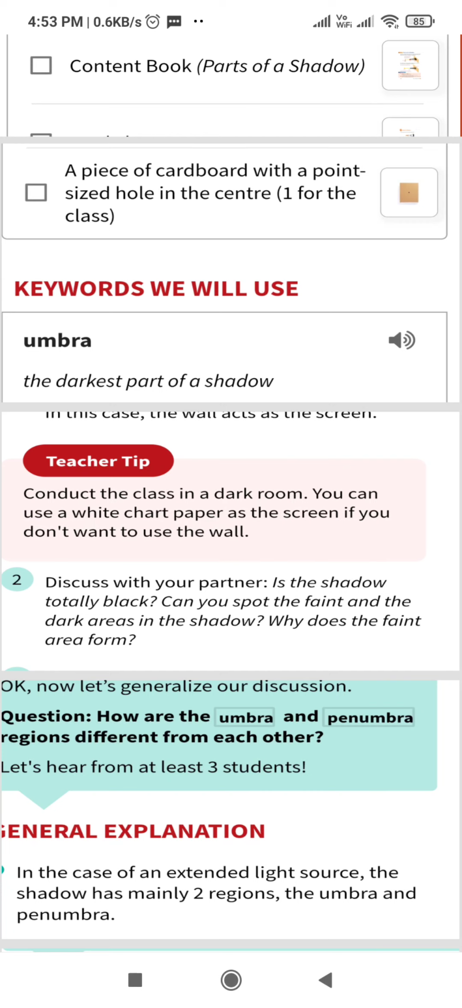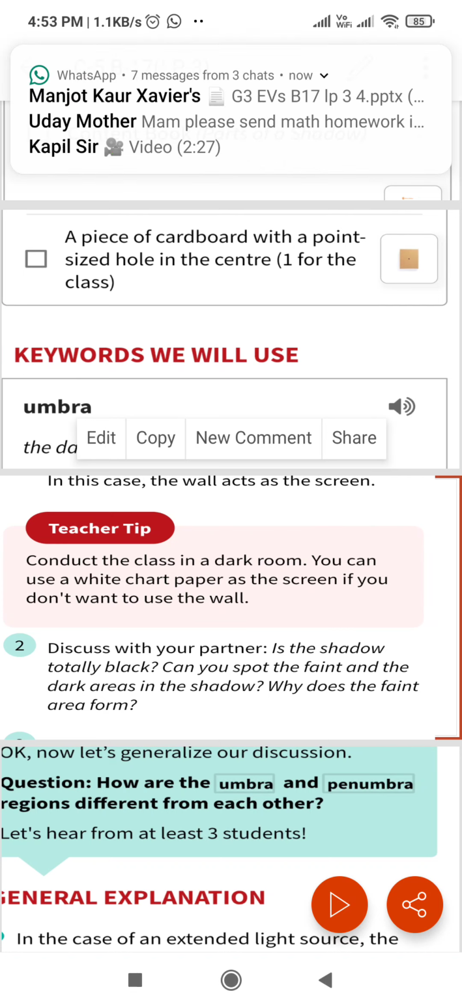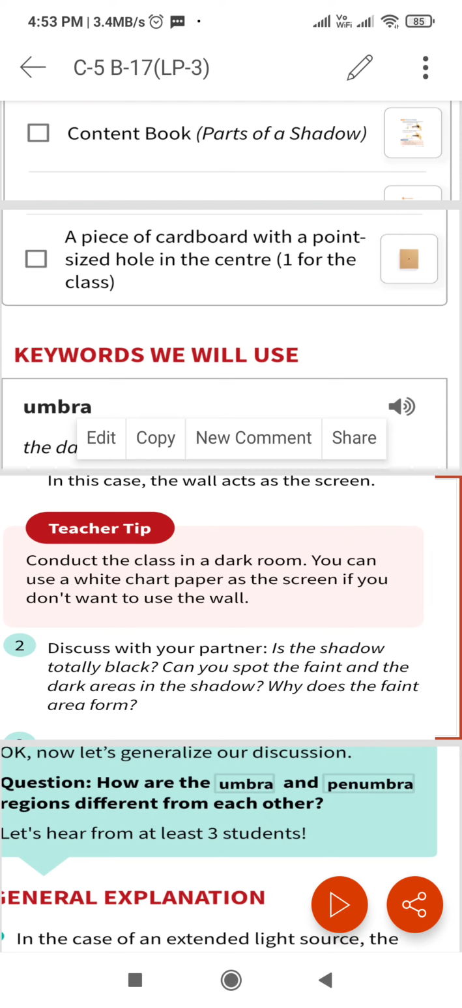So what action is to be performed over here? You have to observe the shadow of the candle on the wall as light is shone on the candle. In this case, the screen is the wall, because you will be able to see the shadow of the candle on the wall. So the wall is acting as a screen.